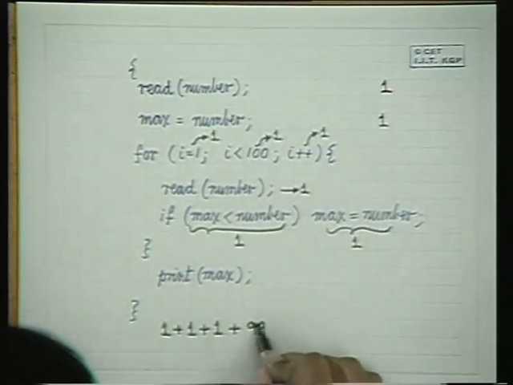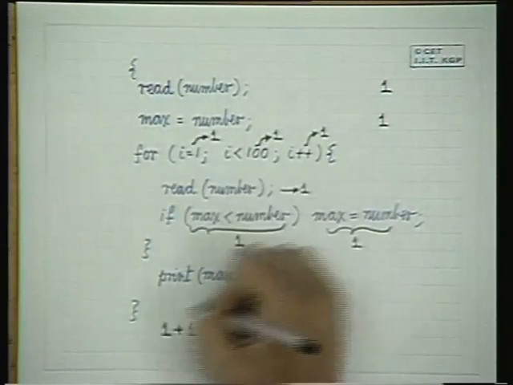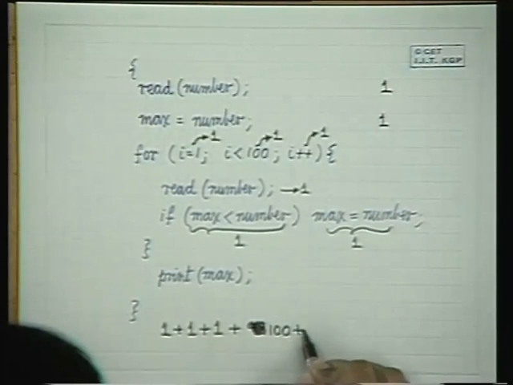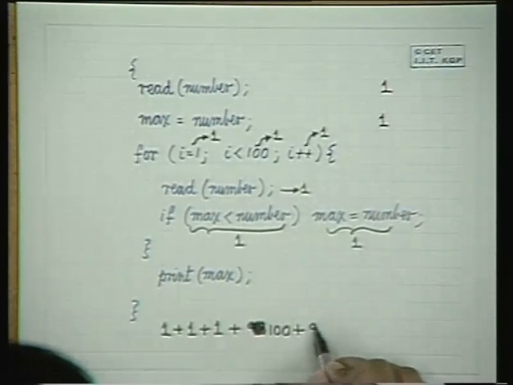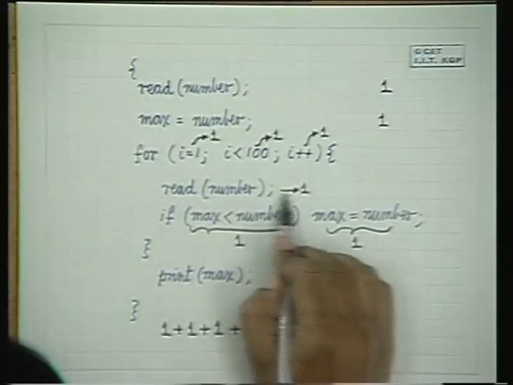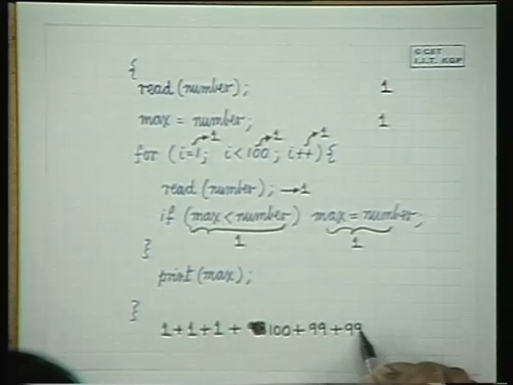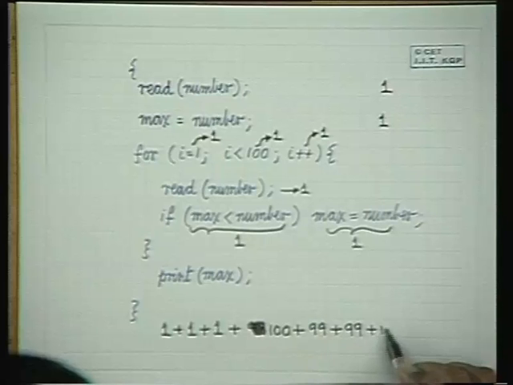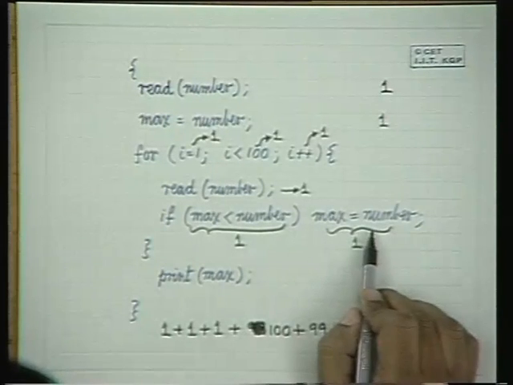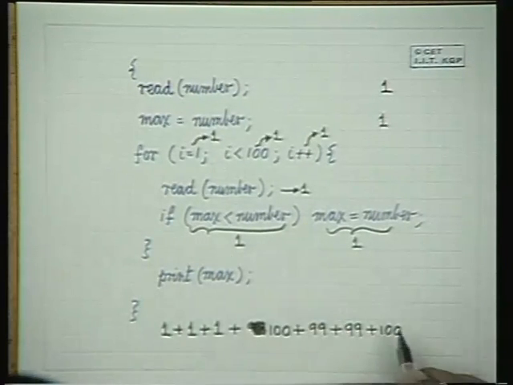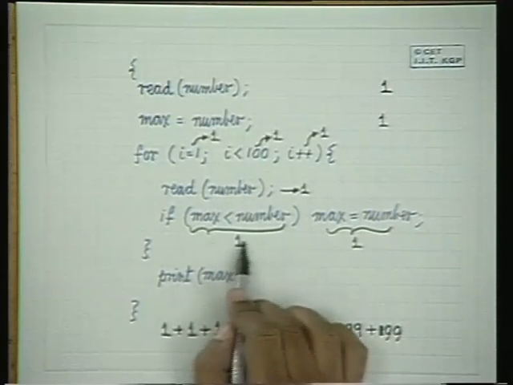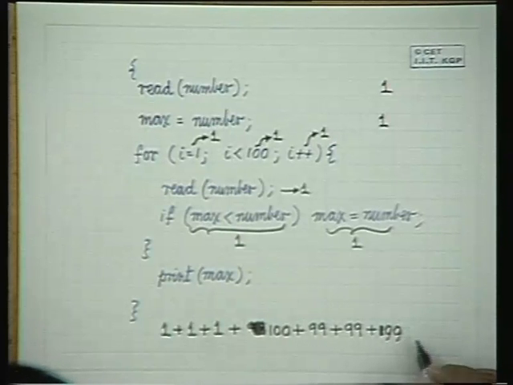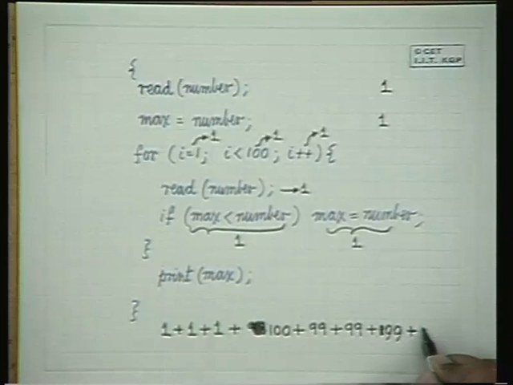I am sorry, this will be executed 100 times, because the first time it will go and every time it will go. This statement will be executed 99 times. This statement will be executed 100 times. No, this will be executed 99 times. And this will be executed again 99 times.